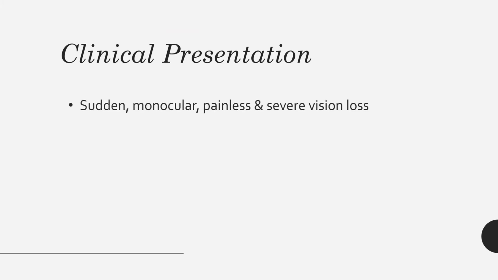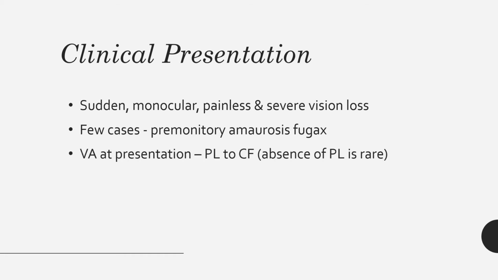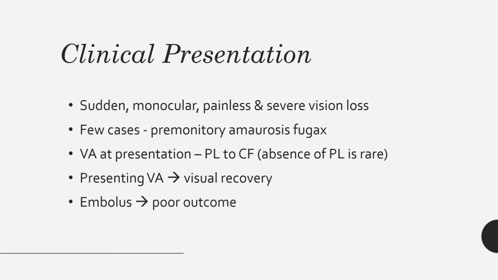Patients usually present with sudden monocular painless severe vision loss, and in some cases might report a transient visual loss, otherwise called premonitory amaurosis fugax. Visual acuity at presentation can vary from perception of light to counting fingers. Presenting visual acuity can be predictive of visual acuity at recovery. The presence of an embolus usually signals a poor outcome.